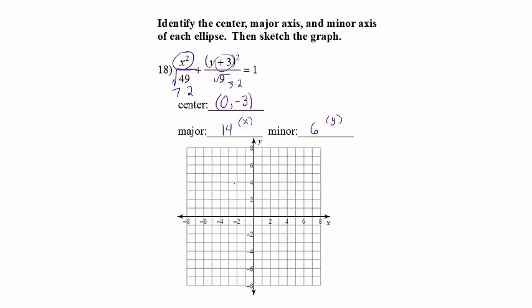This is an ellipse, so it's an oval. We're going to start at 0, -3, and then we're going to go left and right 7, so that we have a total of 14, up and down 3, so that we have a total of 6, and then we're going to try to draw this so that it looks like an ellipse. And again, hopefully your teacher doesn't mind it looking kind of like a potato like mine does. Again, what's more important is that you've marked it out correctly, each direction.